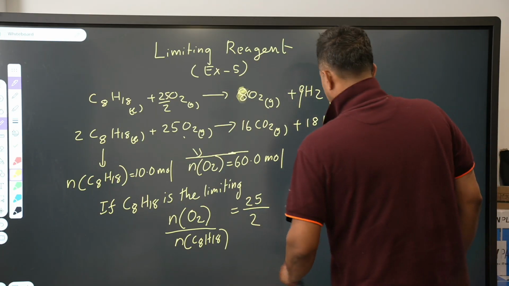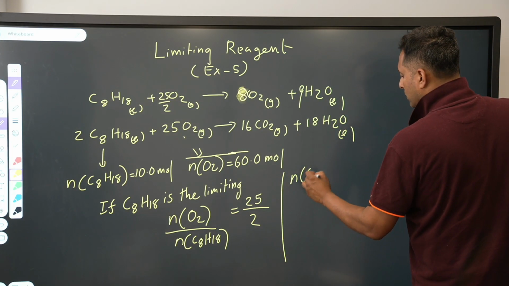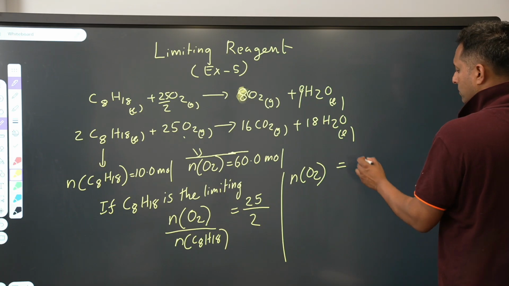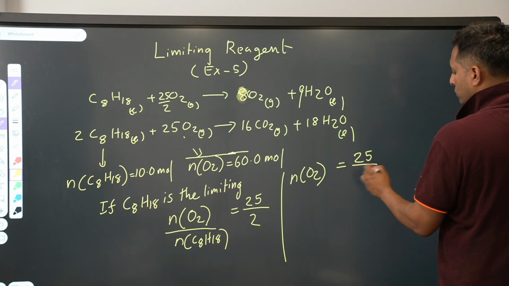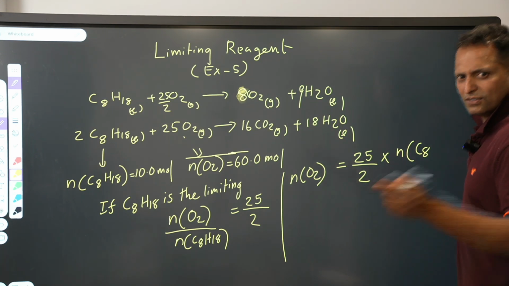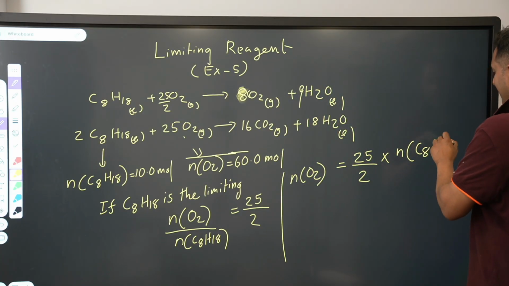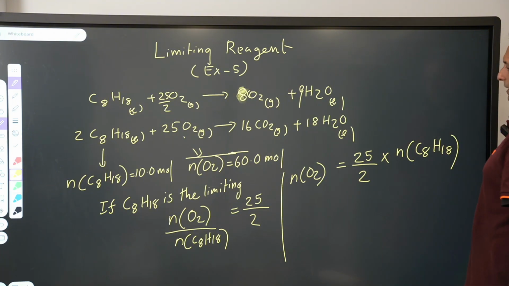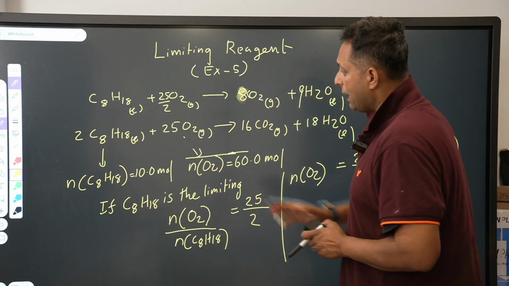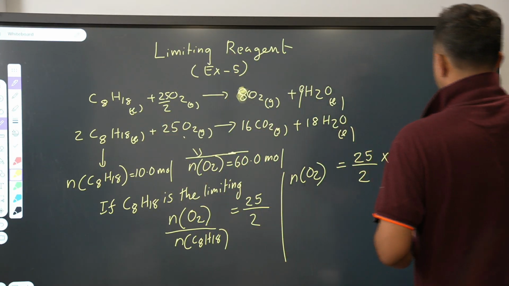25/2. Then, I'm going to do it here. Therefore, the number of moles of oxygen needed is going to be equal to 25/2 times the number of moles of what? Do you see me? The number of moles of this. Now, what's the number of moles of octane? We have 10, because we assume that to be the limiting. Then that's going to be consumed first.